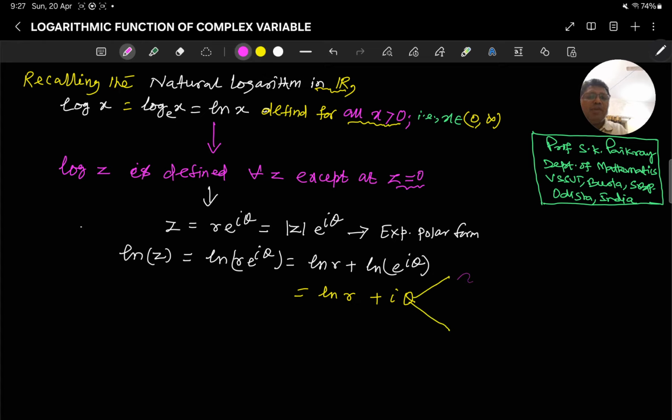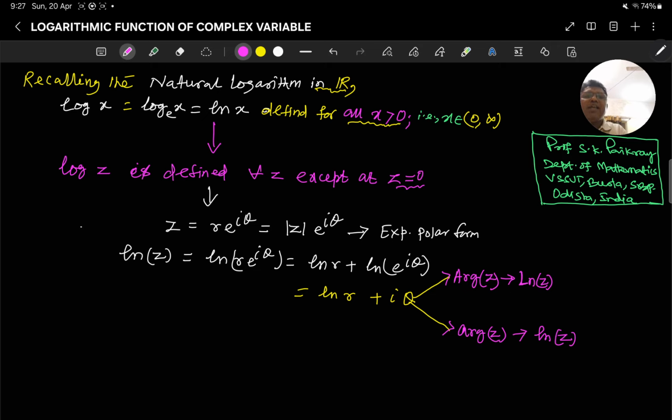So the theta may be the principal argument of z, or theta may be the general argument of z. If theta is the principal argument, it leads to the principal value of the log. And if it is the general argument, then it leads to the general value of log. It is small l and it is capital L.